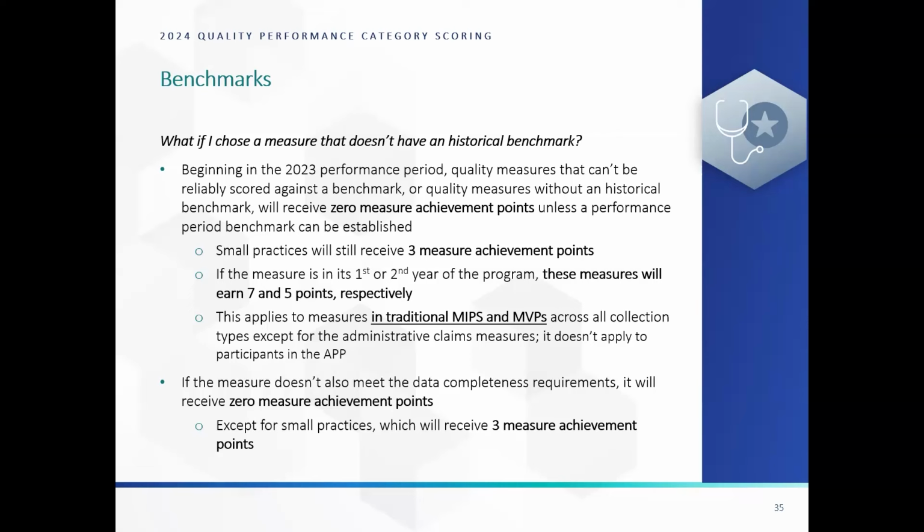If a measure is in its first or second year of the program, these measures will earn 7 to 5 points respectively. This applies to measures in traditional MIPS and MVPs across all collection types except for administrative claim measures. It doesn't apply to participants in the APP. So if the measure doesn't also meet the data completeness requirements, it will receive 0 achievement points. So except for small practices, again, they will receive 3 achievement points for measures that do not meet the data completeness requirements. Next slide, please.